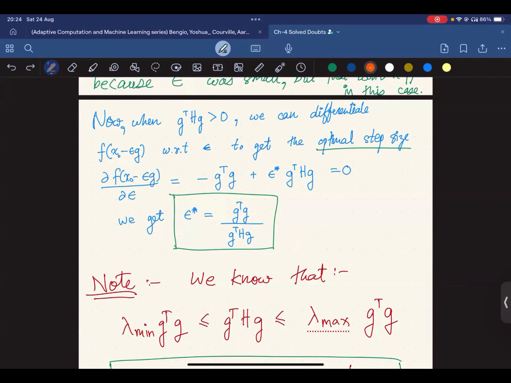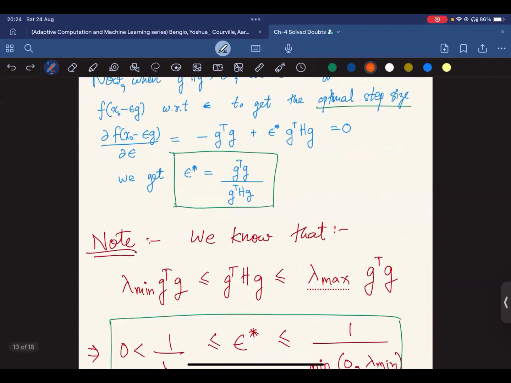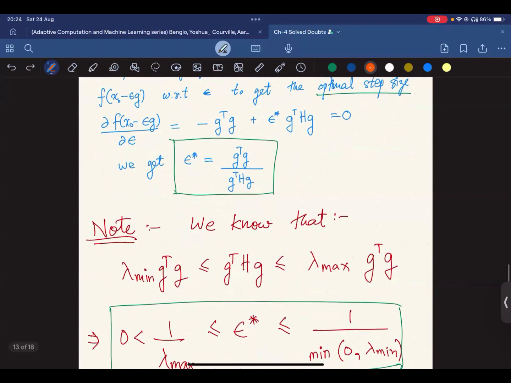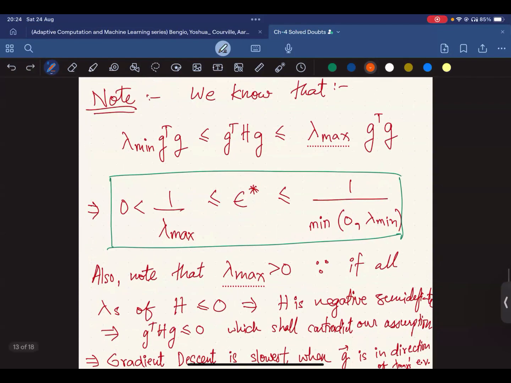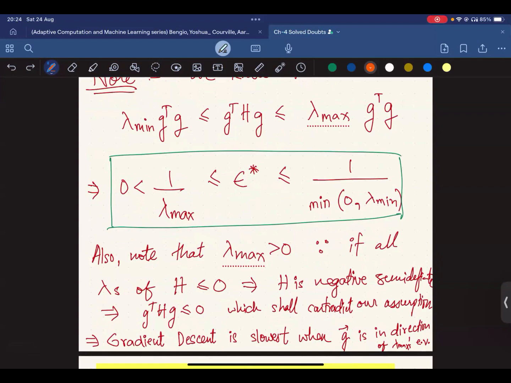So we can prove this thing here, that G transpose H G is greater than or equal to this quantity. And we have this inequality here, that this step size is between 1 upon the maximum eigenvalue, and it can go up to, depending on the sign of the minimum eigenvalue. So in the worst case, that is the slowest possible case where it would take a lot of time to converge, that would be this case. So the step size is very small.